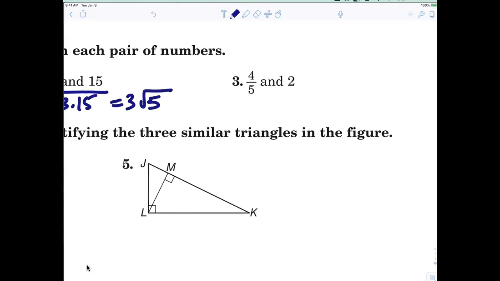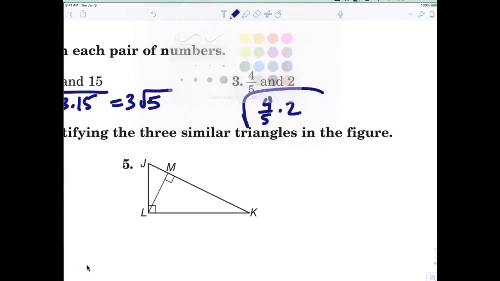Now, number 3, we have 4/5 times 2, and then we do the square root of that. Well, the only thing we have is the square root of 4, which is what? The square root of 4 is definitely 2. So we're going to have 2 radical 2 over radical 5. So everybody take a look at that. Make sure you see that. I could write it as the square root of 2/5.